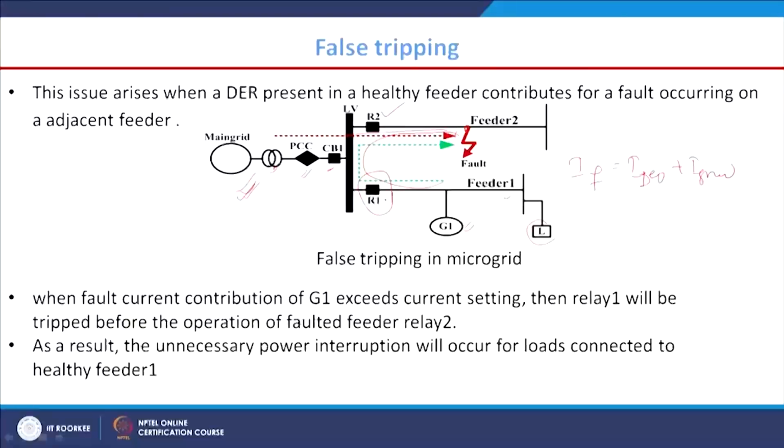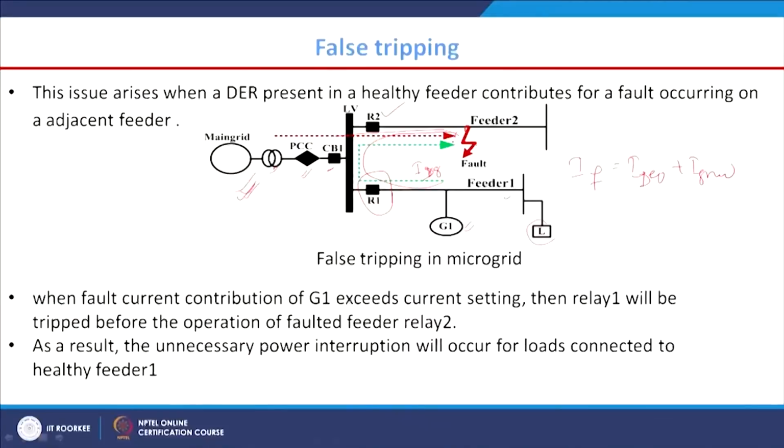So, what will happen? Due to this fault, this relay R1 will see this IDZ amount of current, that is also fault current, you know, when there is some fault, the fault current magnitude increases. Due to this particular fault, this R1 is going to trip, if it is an overcurrent relay, because this fault current magnitude may exceed the threshold value I set.